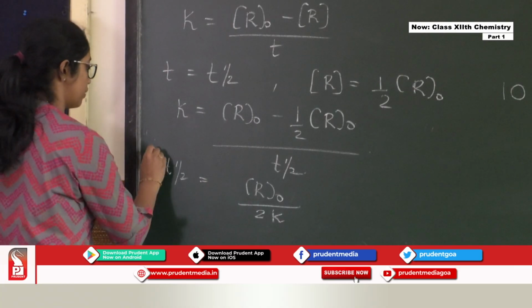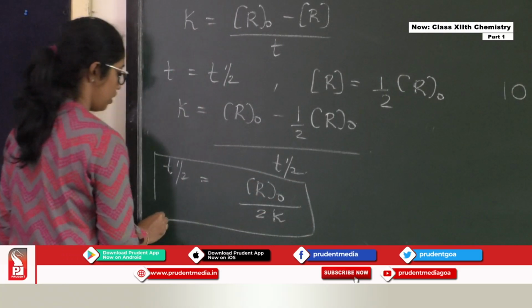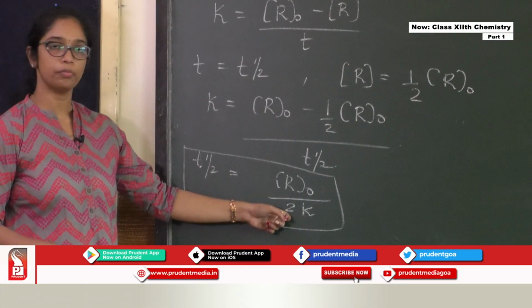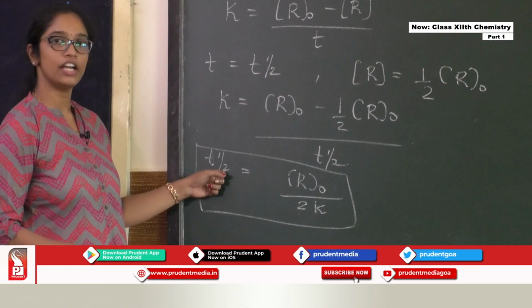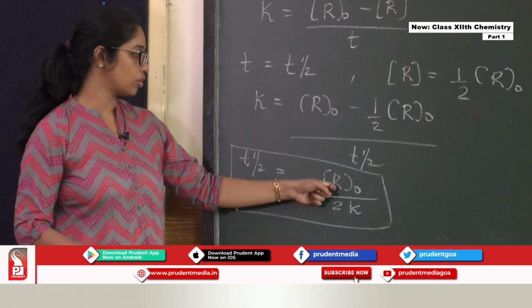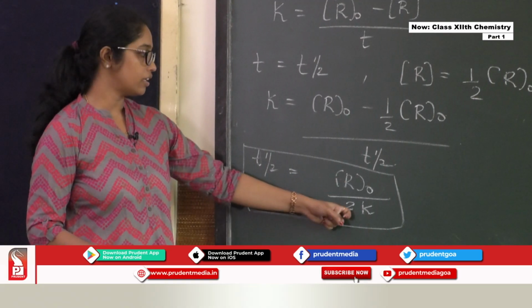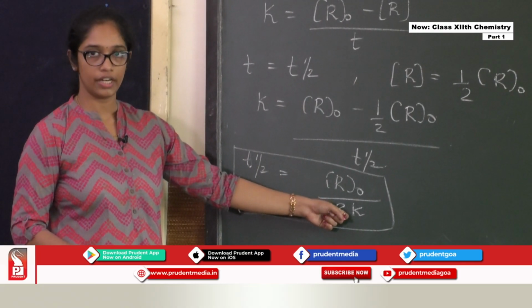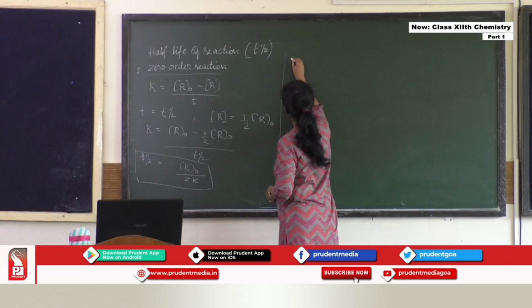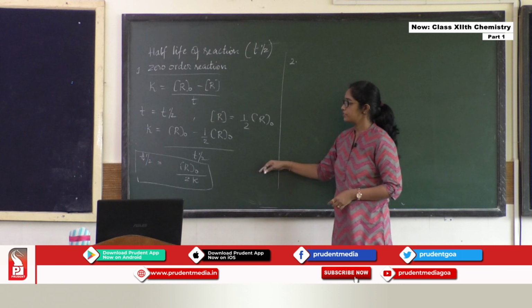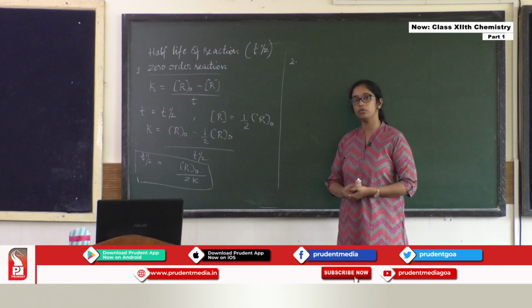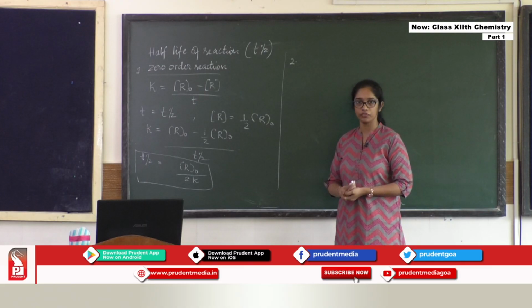So we come to the final equation of half-life of a reaction for zero order. T half is equal to R naught upon 2K. We find that the half-life is directly dependent on the initial concentration of the reactant, and it is also dependent upon the rate constant. We have seen what is half-life of a reaction for zero order. Now we are going to see what is half-life of a reaction for first order reaction.